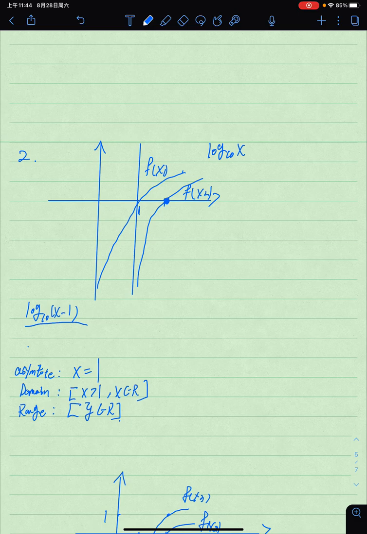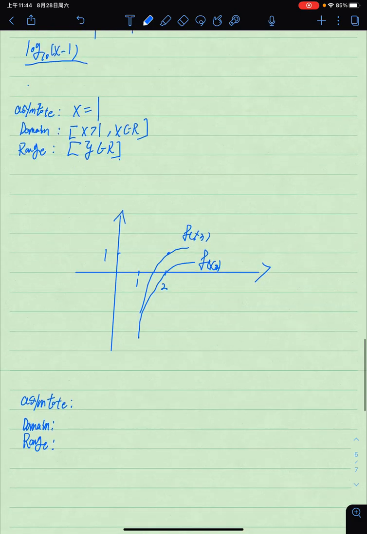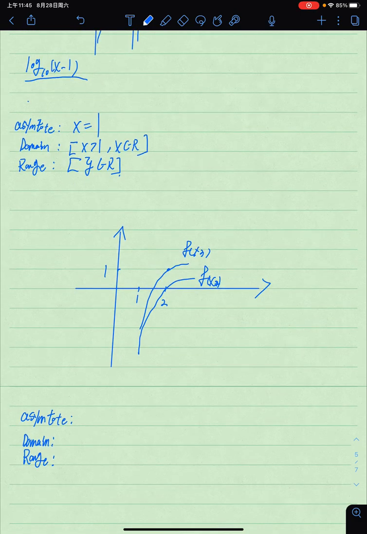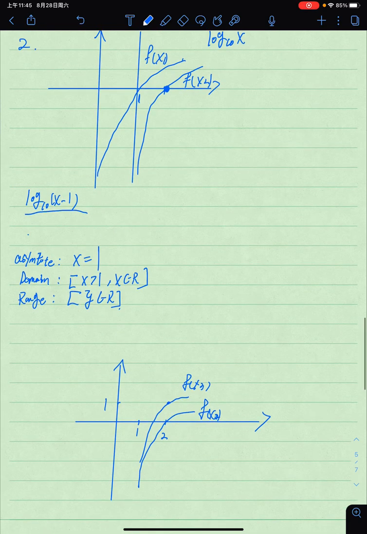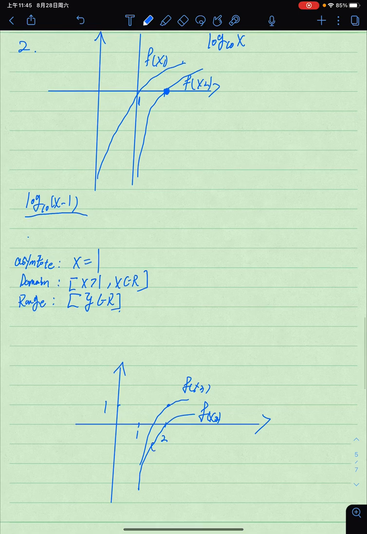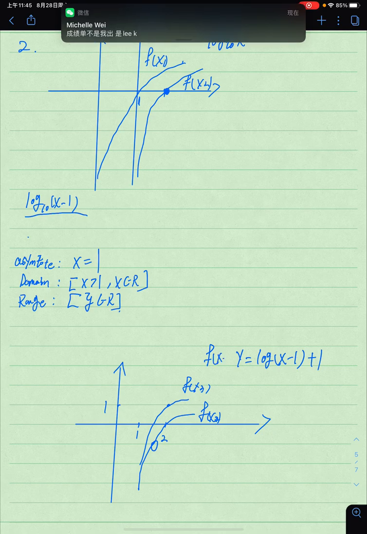And here is the horizontal translation and also the vertical translation. We can see the original function is f2, y equals log of x minus 1. For the second one, we put a 1 unit translation up, so we just plus 1 here. So here's f2, f3.